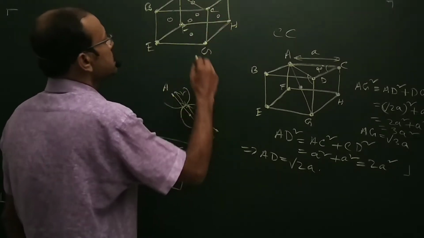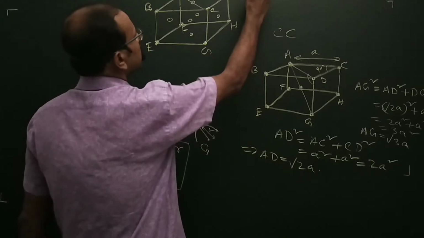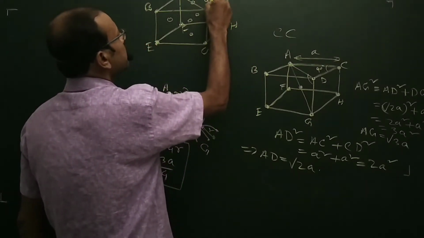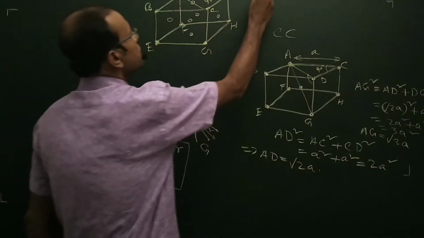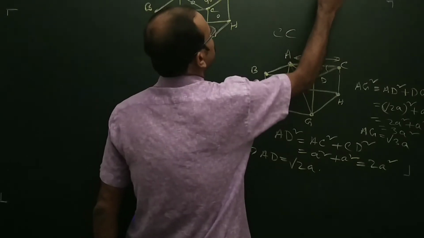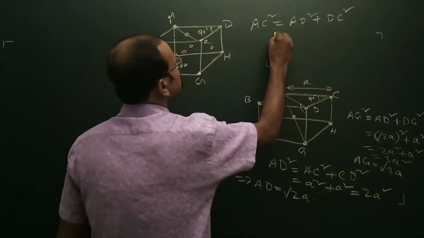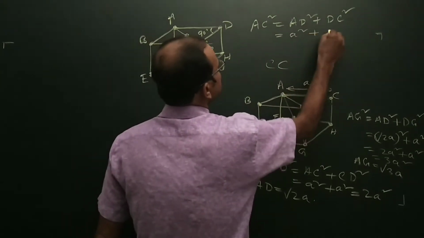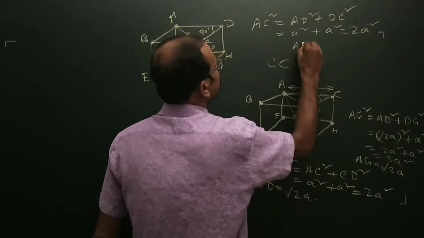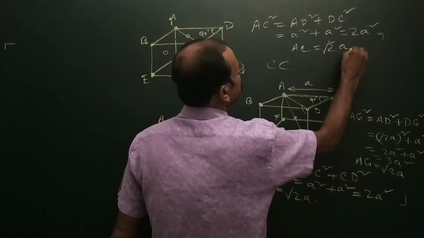I have already found out this AC. Now you see, this AC is a part of the hypotenuse of a right angle triangle. This is a 90-degree angle. So AC square equals AD square plus BC square. This is from Pythagoras theorem. It equals a square plus a square, which turns out to be 2a square. Therefore AC equals root 2 a.